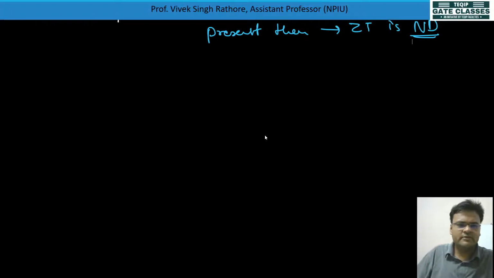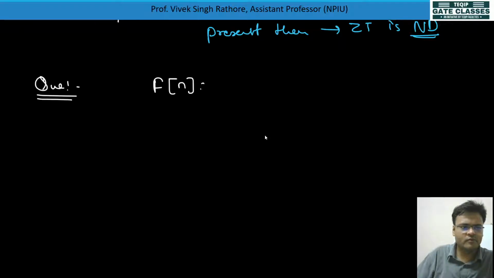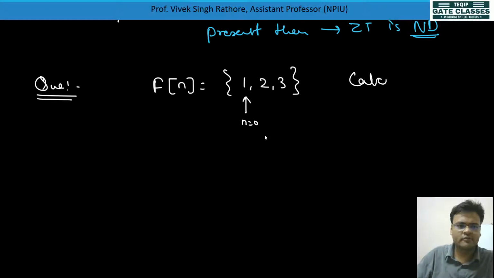Now we'll see the Z transform for some finite amplitude, finite time signals. We'll see how to calculate the Z transform if you have been given f of n equal to, let's suppose, 1 2 3, and the n equal to 0 position is the first value. You are asked to calculate the Z transform for this type of signal. How will you calculate? One method is the simple method.